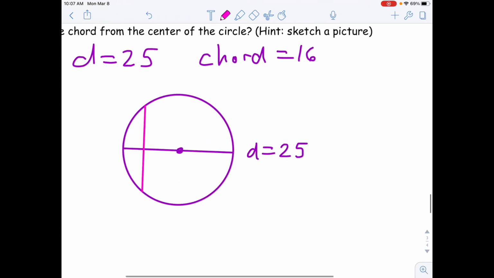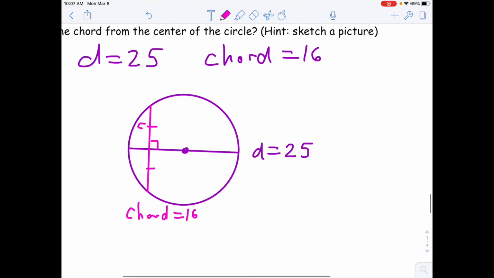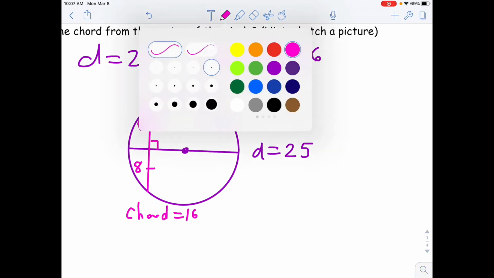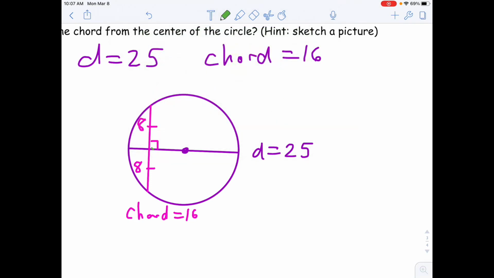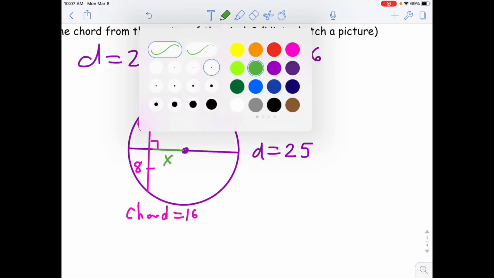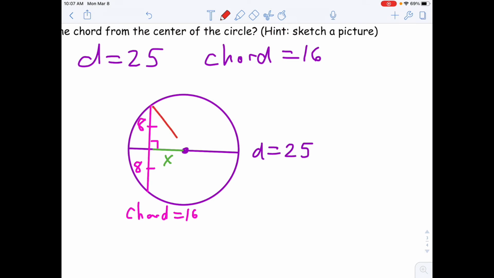Now this chord is 16, and we want this perpendicular right there. Using that fact we talked about, that means that's 8, and that's 8. So what we want to find is this length right here. How close is it to the center? We'll call that x.